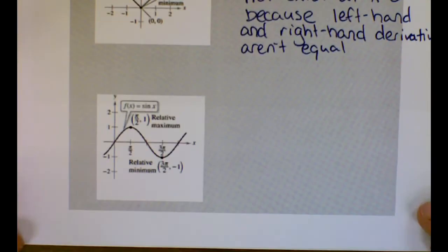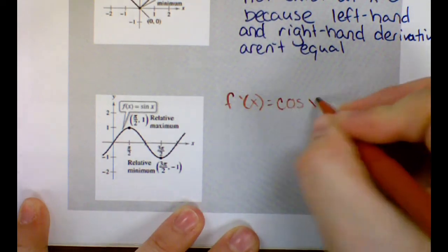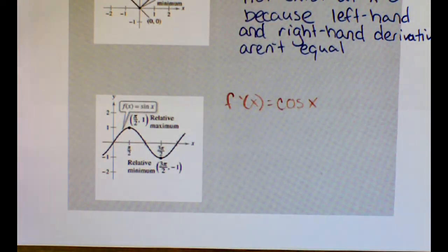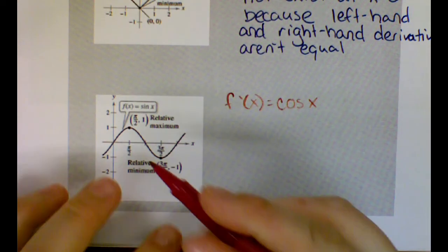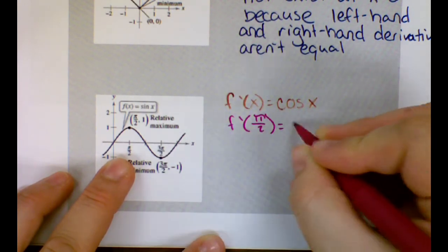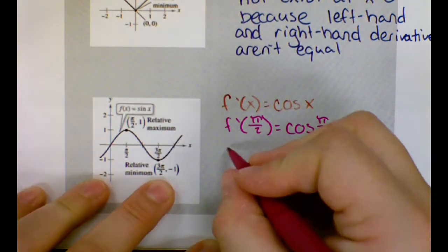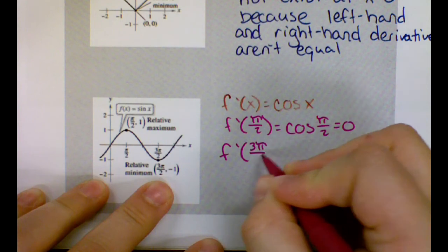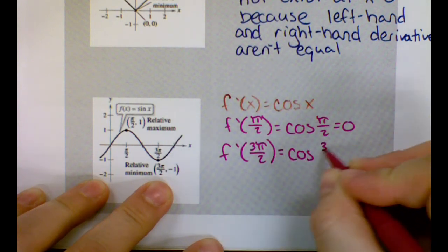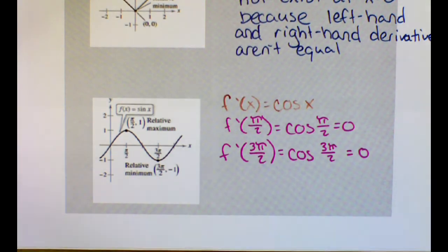And now for the sine of x. Well, the derivative of sine of x is cosine of x. We're not using that marker apparently. So we want the derivative at pi over 2. Well, the cosine of pi over 2 is 0. And then we need the derivative at 3 pi over 2. So the cosine of 3 pi over 2 is also 0. We could try all the other relatives, maxes and mins, but notice that they were 0.